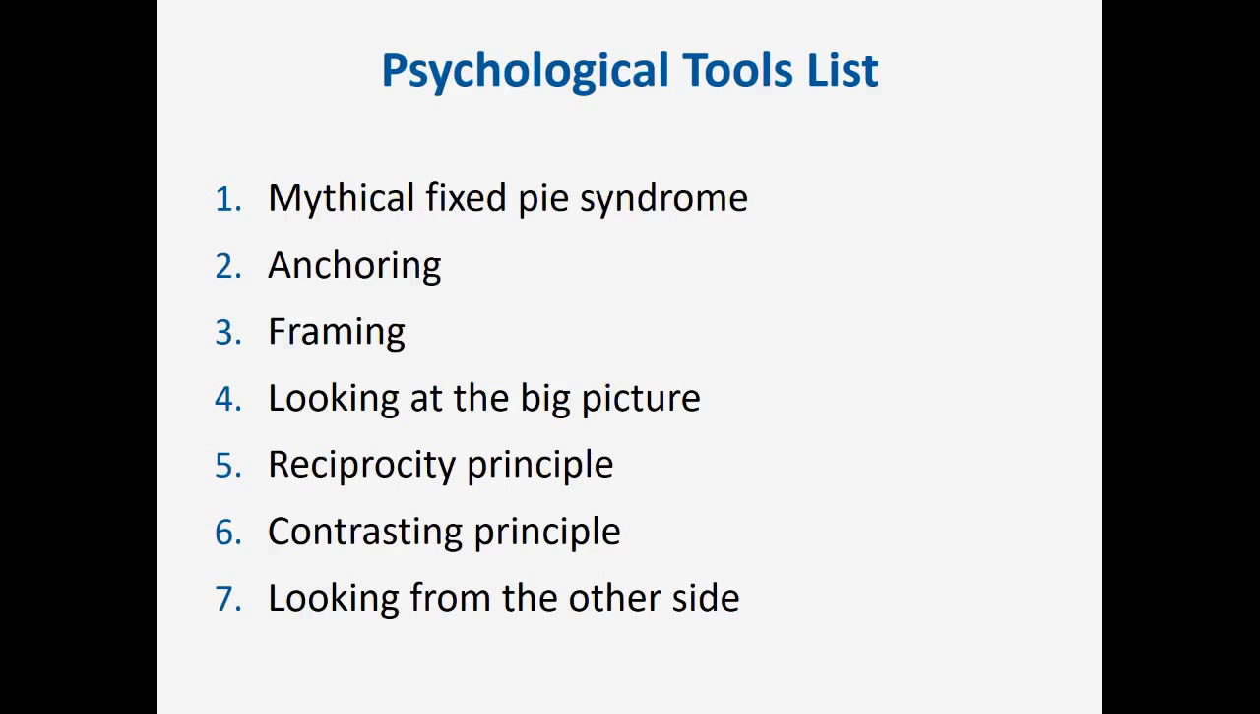Looking from the other side is a great tool to ensure that whatever steps you take, you always look at it from that side to ensure that they are also taking benefits out of the negotiation process, so that they will agree to what you are specifying. So these are the 7 psychological tools.